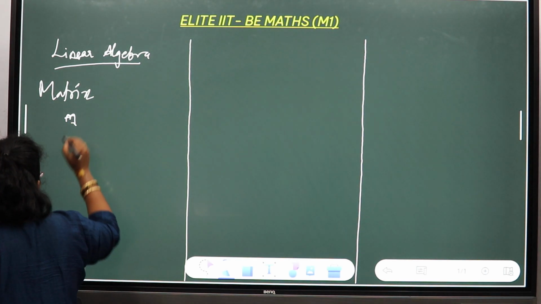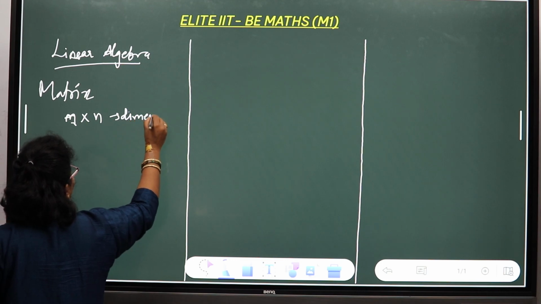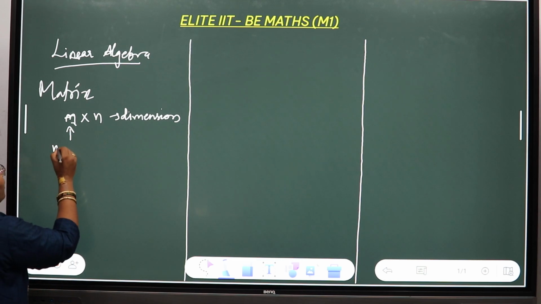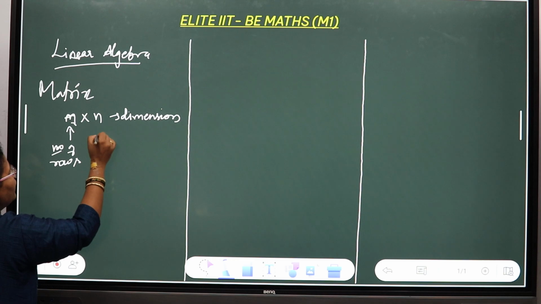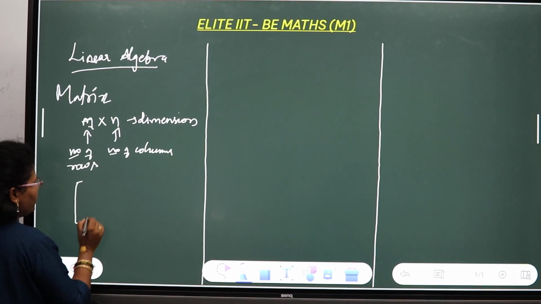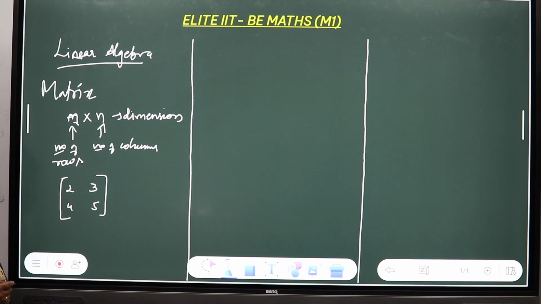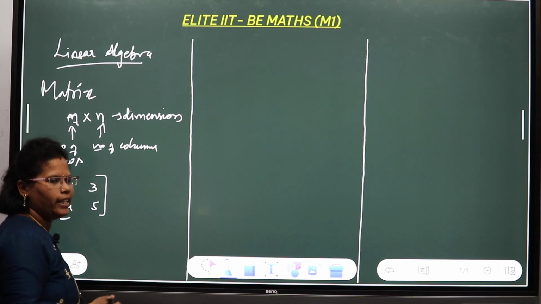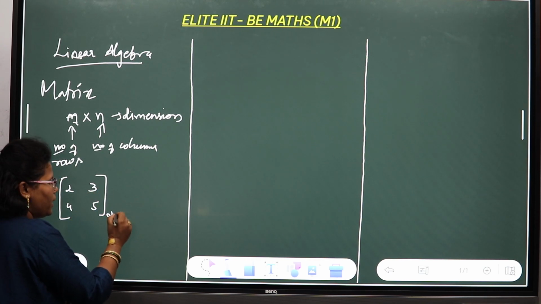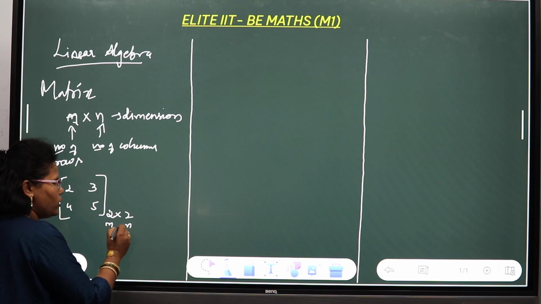So a matrix always has the dimension m cross n. So m is nothing but the number of rows and n is the number of columns. So usually we write the matrix in the form of rows and columns. Whenever you are writing the numbers in terms of rows and columns, that is meant for a matrix. So this is the matrix with dimension 2 cross 2. So here m is 2 and n is also 2.